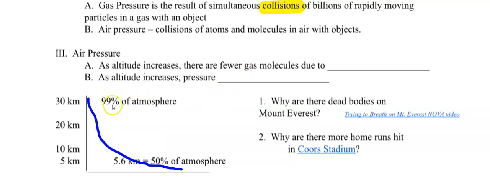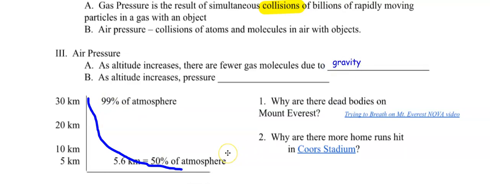But wait a minute, Mrs. Vanderbilt, you said 99% of our atmosphere is within 30 kilometers. That's higher than 5.6. That's right. So down here, the first 5.6 kilometers is half of our atmosphere. And then it kind of thins out, if you will, as you get closer and closer to 30. So why is that? Well, it has to do with gravity.